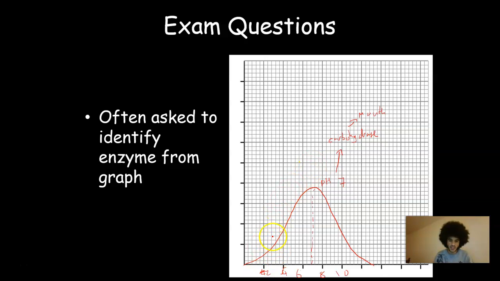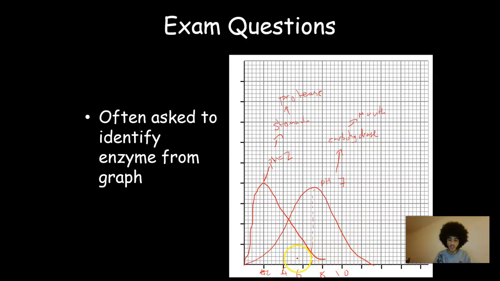Now, if you had a pattern that looked a little bit like this, where its optimum is at a much lower pH, let's say like that, because the optimum pH is much lower, around 1 or 2, that would tell you that it works best in acidic conditions, and that means you'd probably find it in the stomach. And because it's most effective in the stomach, it would have to be protease.